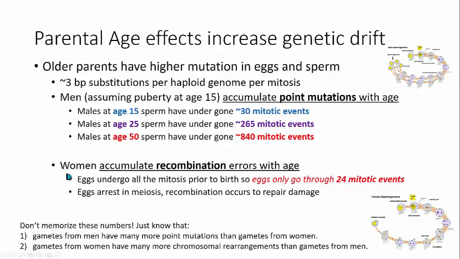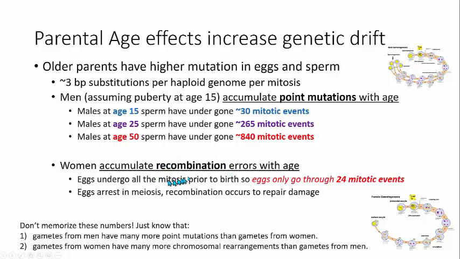For older women, the problem is not in point mutations because eggs do not divide multiple times after birth. In fact, they don't divide again until they are fertilized. So the problem with women is a recombination effect.